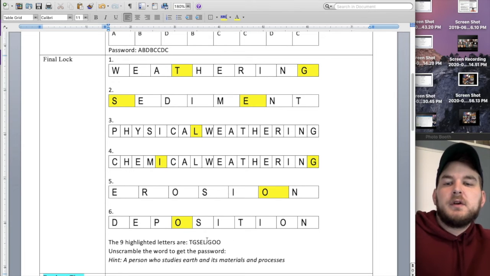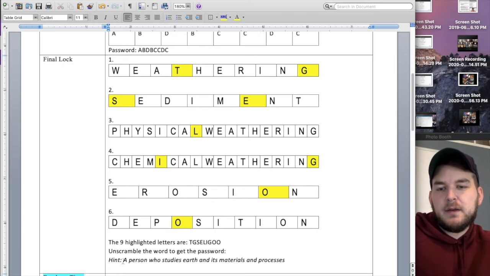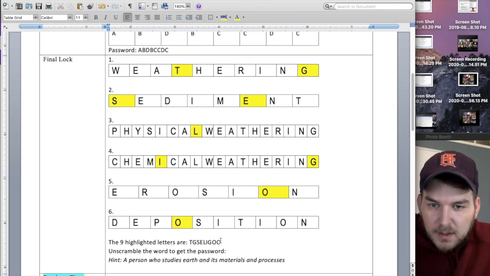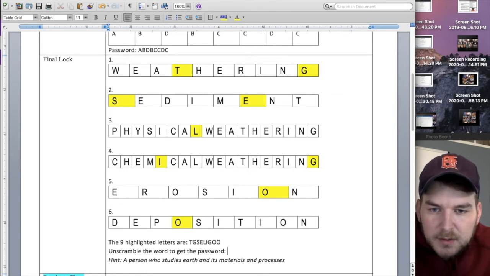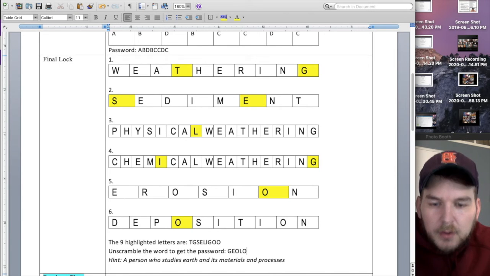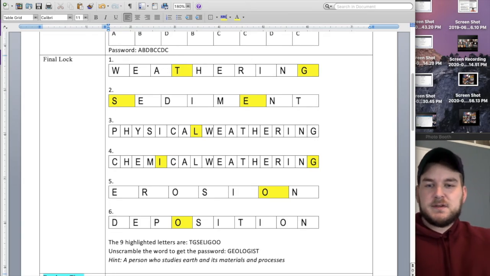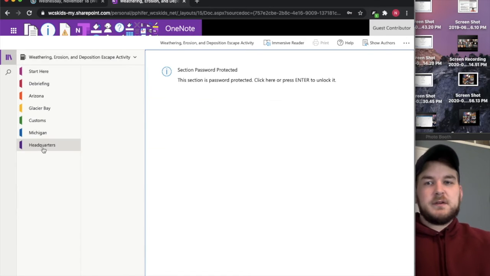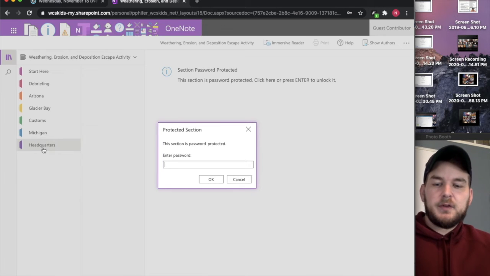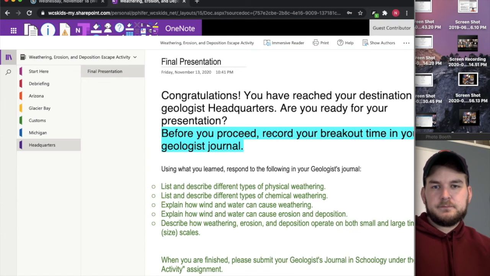Let me make sure I have all of them. I do. So to unscramble the word, get the password hint: a person who studies Earth and its materials and processes. That word, I'm pretty sure, let me just double check the letters: G-E-O-L-O, yep, G-I-S-T, geologist. So let me go over to headquarters and hope I have the correct word there, all caps: G-E-O-L-O-G-I-S-T. Awesome.